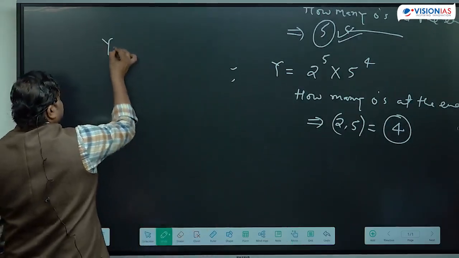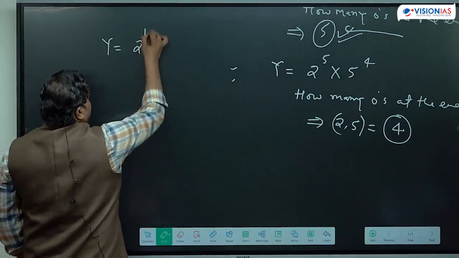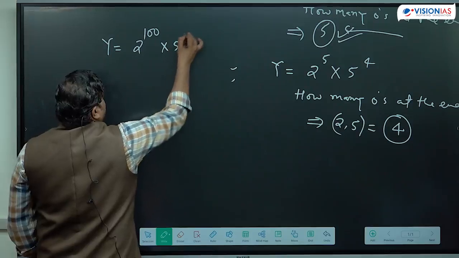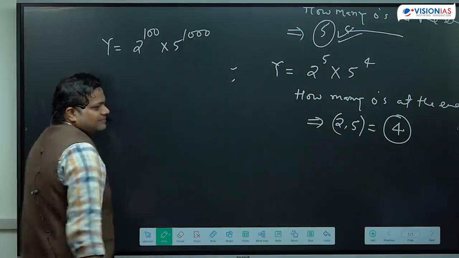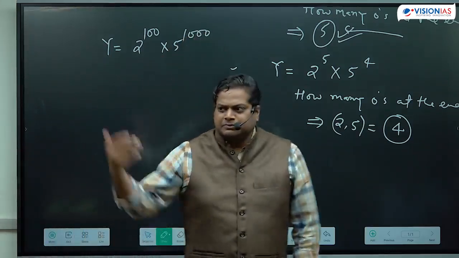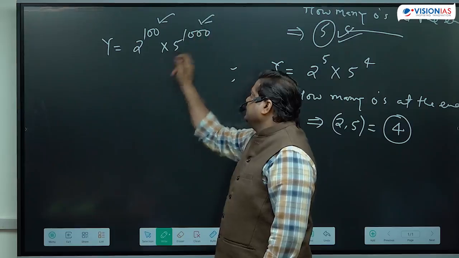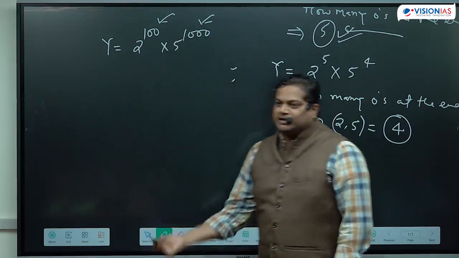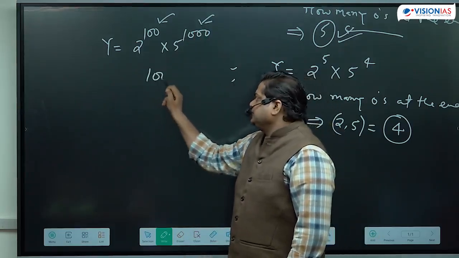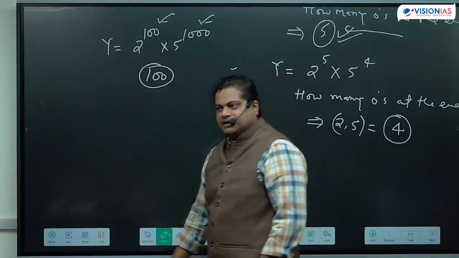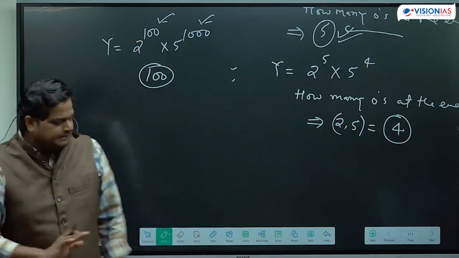If I write any number this way, 2 के पावर 100 into 5 के पावर 1000, कुछ भी numbers we can increase par, how many pairs we can make? 2 and 5 का 100. How many zeros are there at the end? 100. मिल जाएगा ऐसे आंसर.